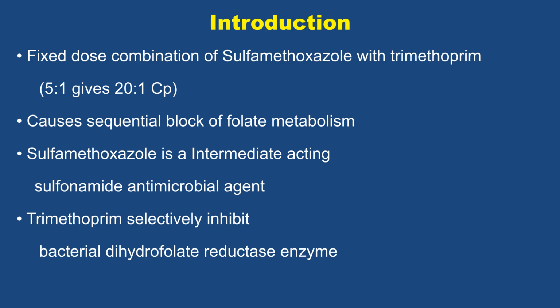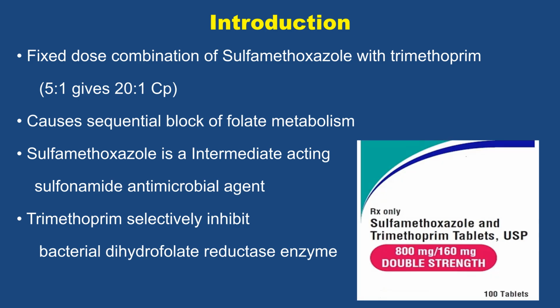The optimal synergistic effect is observed when the plasma concentrations of sulfamethoxazole and trimethoprim are at 20:1, and this ratio can be achieved in the plasma by combining these two agents in a fixed dose ratio of 5:1. This is due to the difference in their pharmacokinetic properties.